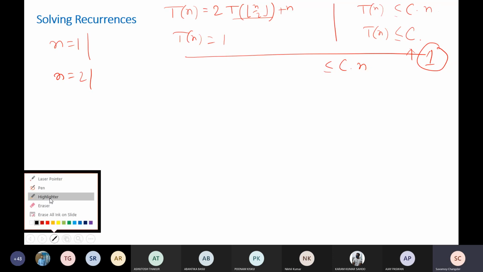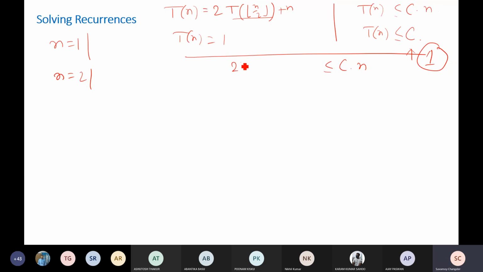We have to write this value, that 2T(n/2) + n is less than or equal to Cn when c equals 1. This is true. From here we can get. Now let us check for n equals to 2.